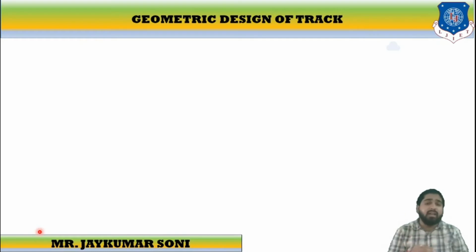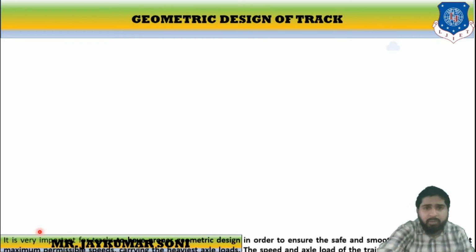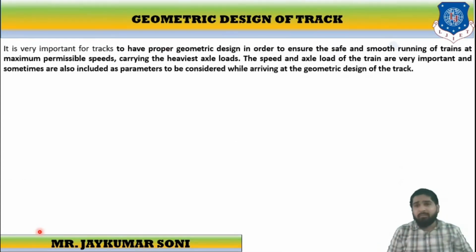The segments which are left, such as curve, then radius of curve, then super elevation, we have already covered in highway geometric design. You can take the reference from them and calculate on your own with the help of the book and highway geometric design. So in railway transportation, it is very important for the tracks to have the proper geometric design. Why? If proper geometric design is there, then the safe and smooth running of the train with maximum permissible speed will be there, even if heavy axle loads are there.